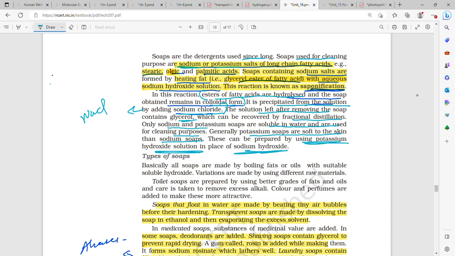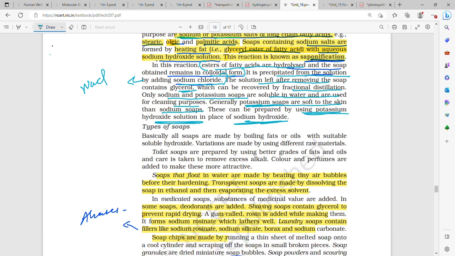Now only sodium and potassium soaps are soluble in water and can be used for cleaning purposes. Generally, potassium soaps are softer than sodium soaps. And how do we prepare potassium soaps? Potassium soaps are prepared just like sodium soaps, that is by using potassium hydroxide solution with glycerol ester of fatty acid in the place of sodium hydroxide.